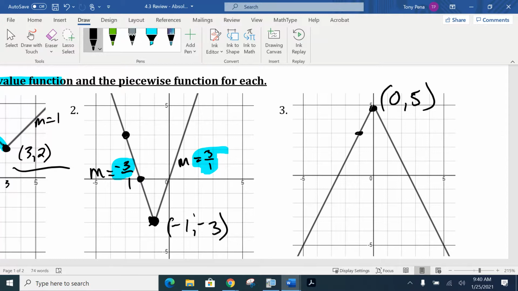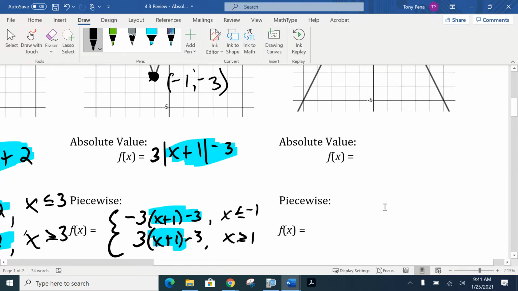Let's find our slopes of the two lines. So this one is up 2, right 1, up 2, right 1, up 2, right 1. So that slope is 2. So this one better be a negative 2. We'll count it just to confirm it and make sure. But this is down 2, right 1, down 2, right 1, down 2, right 1, negative 2. Okay?